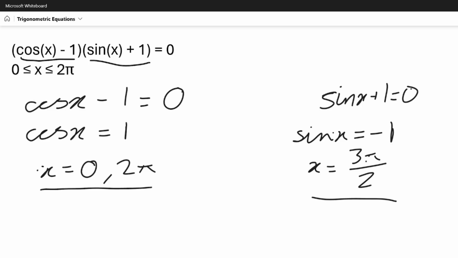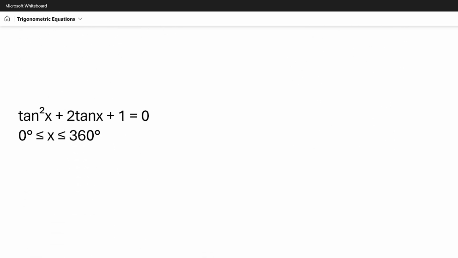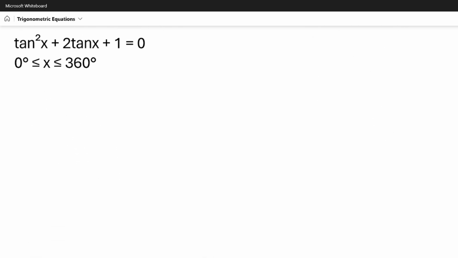Now for the final type of trigonometric equation, I have something like this. Tan squared x add 2 tan x add 1 equals 0, between the domain 0 to 360 degrees. What I want to do in this case is I want to make y tan x. If y is tan x, what is y squared going to be? Y squared is going to be tan squared x.